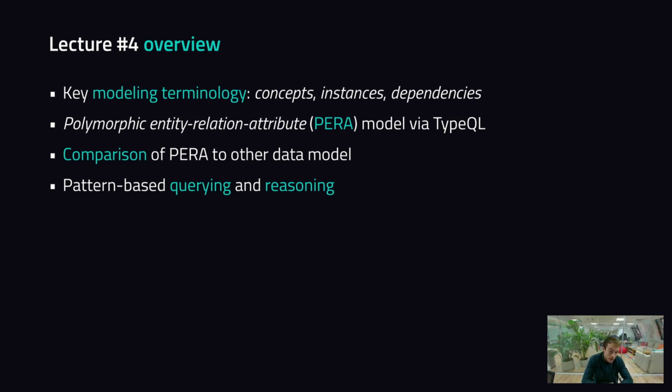Then we'll take our deep dive into the data model of TypeDB, the Polymorphic Entity Relation Attribute Model, or PERA model for short. And we'll try to do that from a more practical perspective and explore the model through TypeQL. We'll also see a comparison of the PERA model to other existing data models, which I think will be very insightful. And then finally, we'll briefly discuss what lies beyond the data model, which is querying and reasoning with data in a database. And there will be a bit of a preview to what comes maybe in future talks.